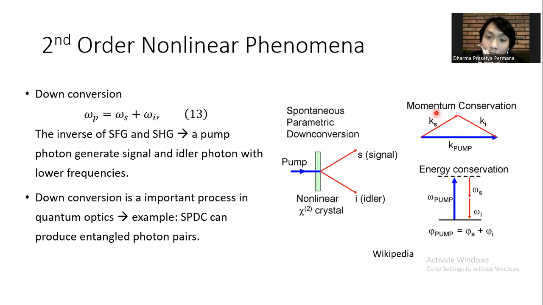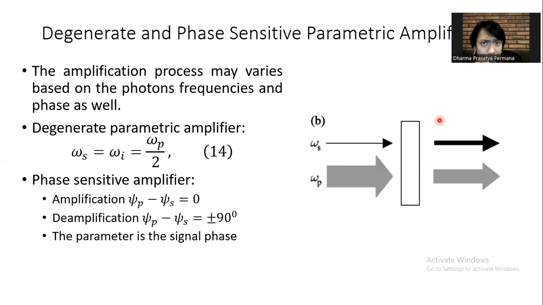So the second order nonlinear phenomena not only relate the frequencies of each of the lights when the second order process happens, but we also have to be careful to examine the momentum conservation, which is the wave vector of each of the photons. I will explain more about it later. But yes, this is the degenerate and phase sensitive parametric amplifier.